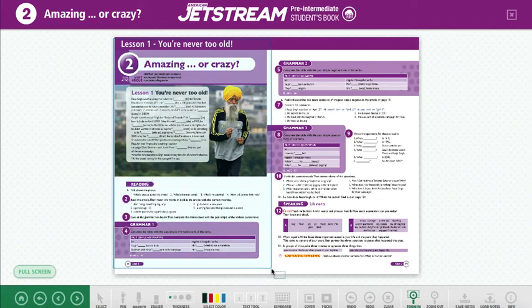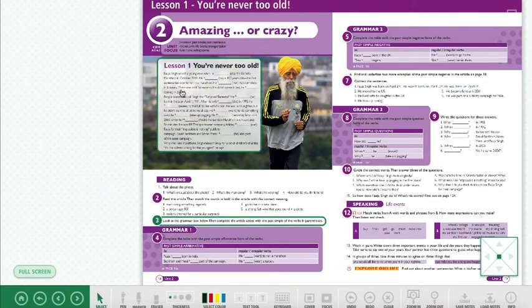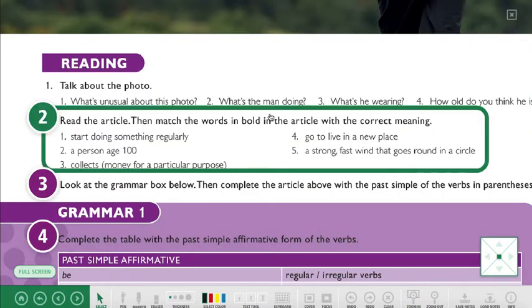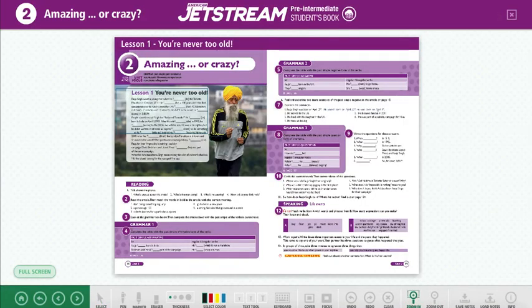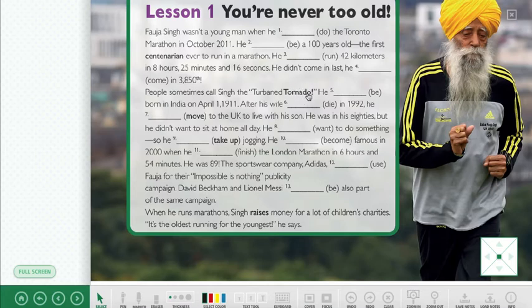So let's start. Here we have a text that is the introduction of the lesson. In the exercise number 1, we are speaking about the picture. So we are not going to do this exercise. Skip it, okay? Number 2, we are going to do the number 2, and the instructions are: read the article and match the words in bold in the article with the correct meaning. If you go to the article, you can see some bold words here. Bold means palabras como en negritas, okay? Really, really black. So look at the bold words: tornado, move, take up, etc.